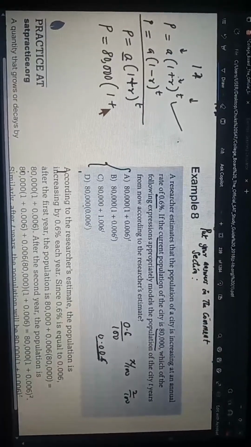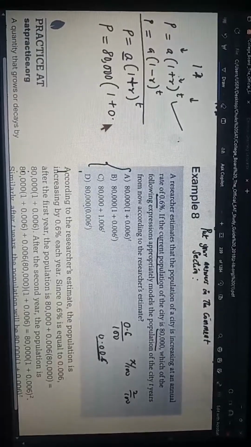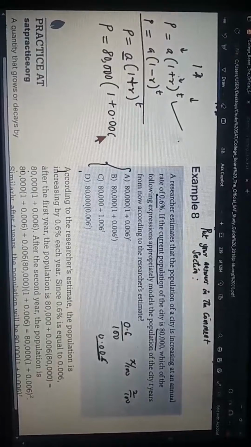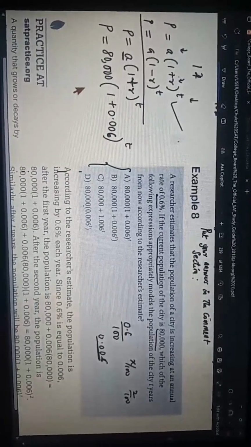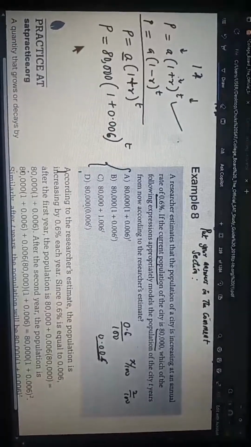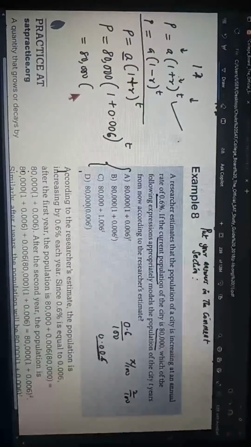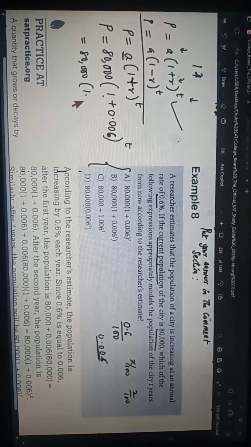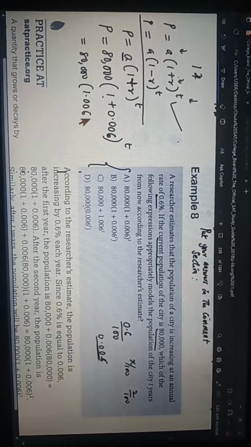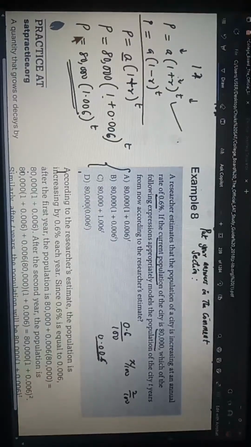You can do this with your calculator if you don't understand how to do this stuff. So this is what we have, 0.006, then to the power t. Now, you can still go ahead and simplify this if you don't mind. This could be 80,000 times 1 plus 0.006, that will give us 1.006 all to the power t. So this is how far we can go when it comes to solving this problem.